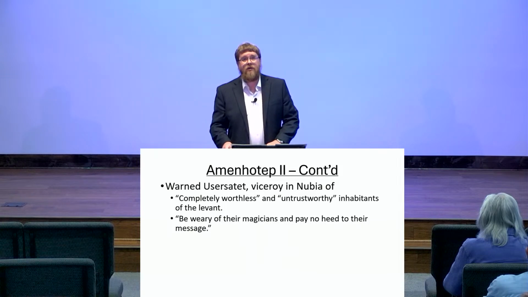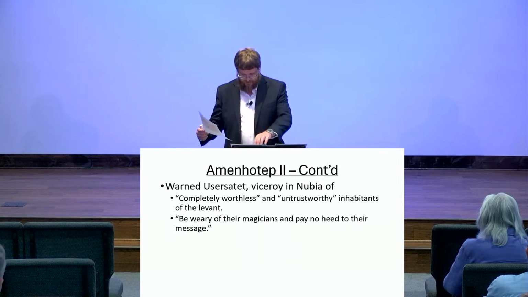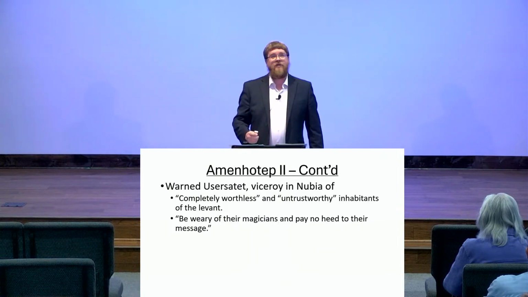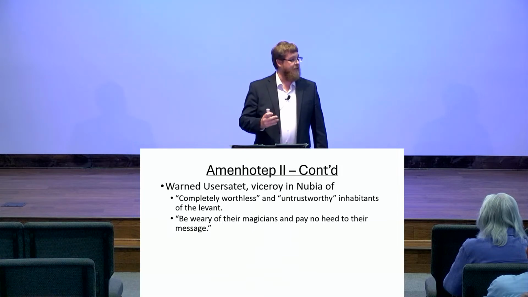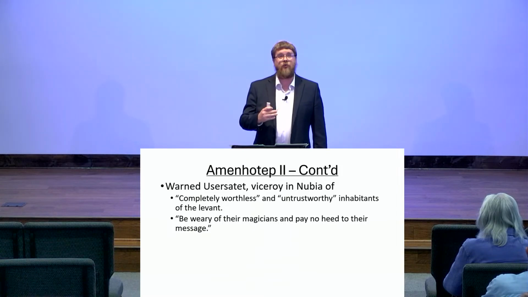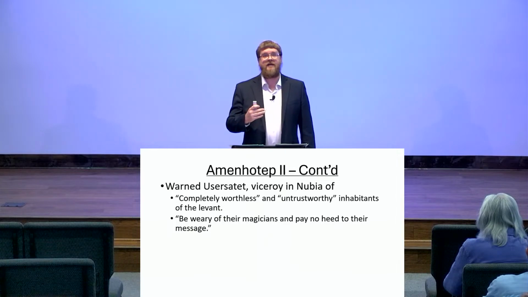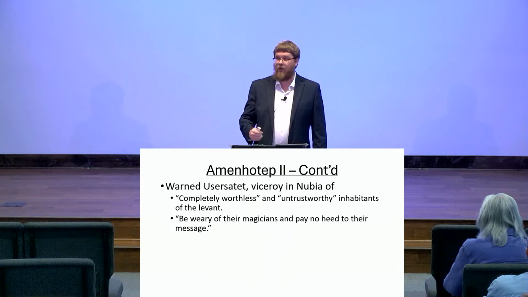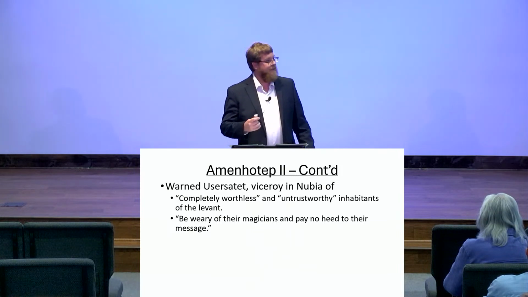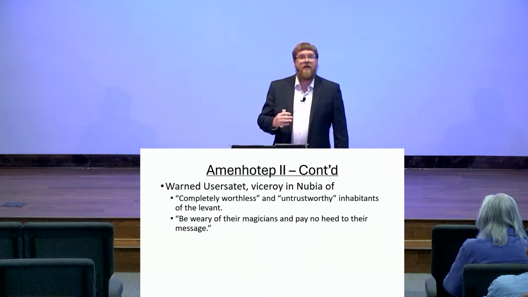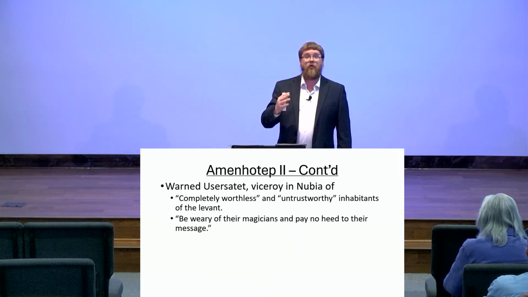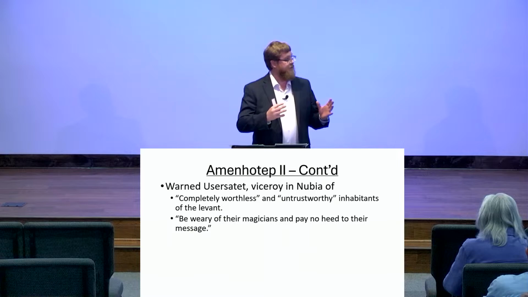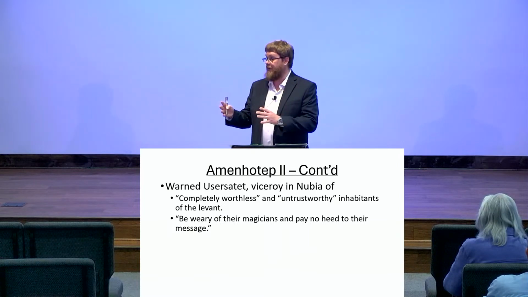In year, I want to say it's 23. In year 23 of Amenhotep II's reign, he sent a letter to his viceroy, Usaratet. If you're going to mispronounce something, just pronounce it confidently and no one will ever question you. So it's Usaratet. He sent a letter to him and said, he warns of the completely worthless, the untrustworthy inhabitants of the Levant. The Levant is the location of land where the Hebrews would have been at the time.